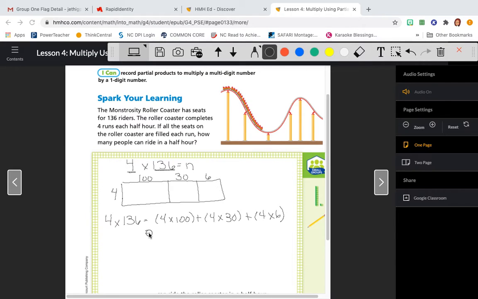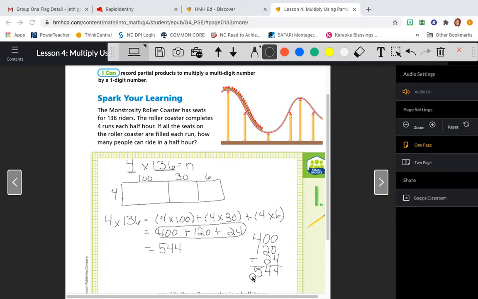Okay? Then we would multiply and get the partial product for each. So that would be 400 plus 120 plus 24. And then we would add these together and we would get 544. Now again, remember, if you can't add horizontally, you need to come over to the side and rewrite it vertically, but make sure you line your numbers up. And you should get the same answer. So there are 544 people that can ride the roller coaster in a half hour.